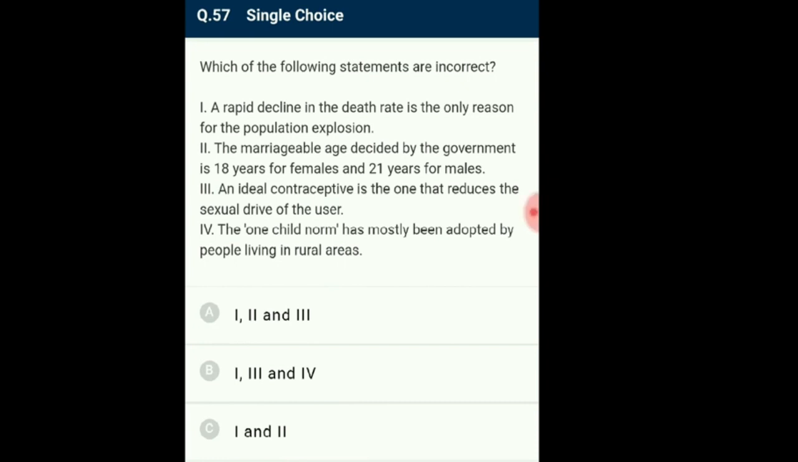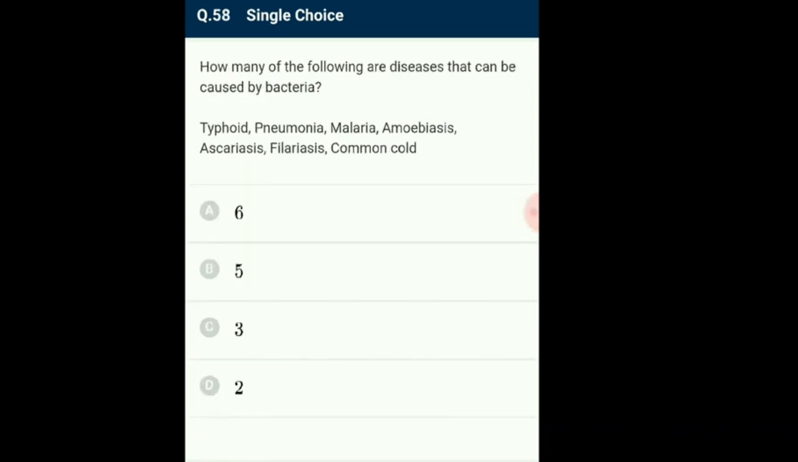Statement 3. An ideal contraceptive is one that reduces the sexual drive of the users. So this one is an incorrect statement. Statement 4. The one child norm has mostly been adopted by the people living in rural areas. So this is also an incorrect statement. So totally there are 3 incorrect statements: statements 1, 3 and 4. So the correct option for this question is option B. Question number 58.